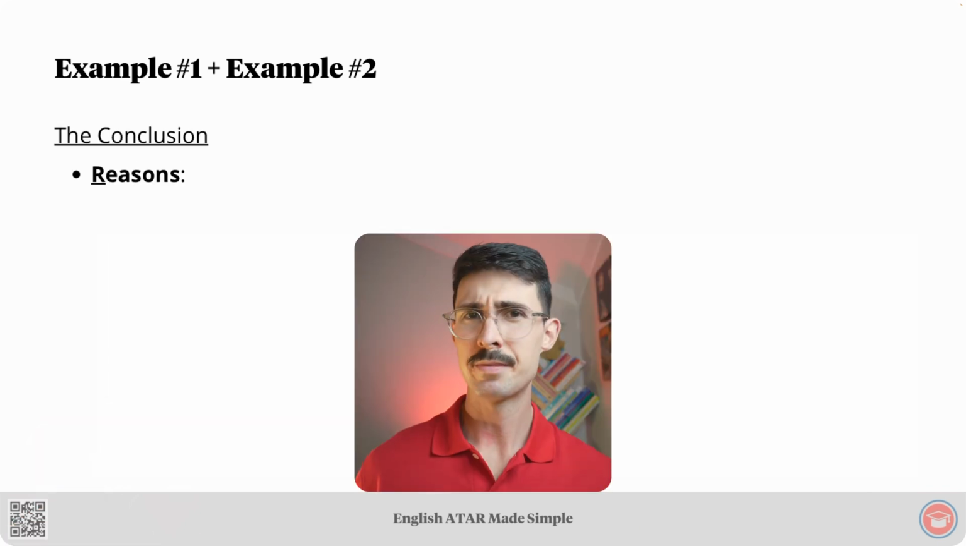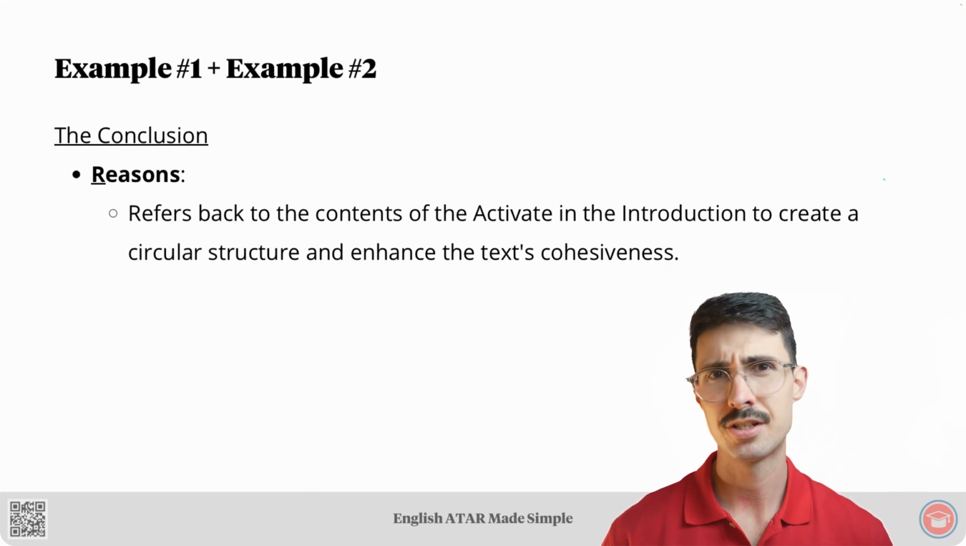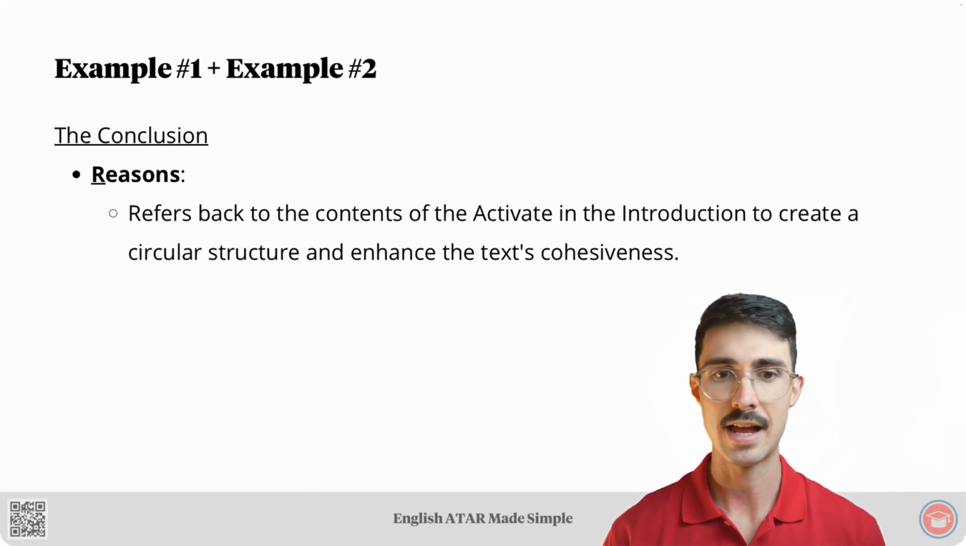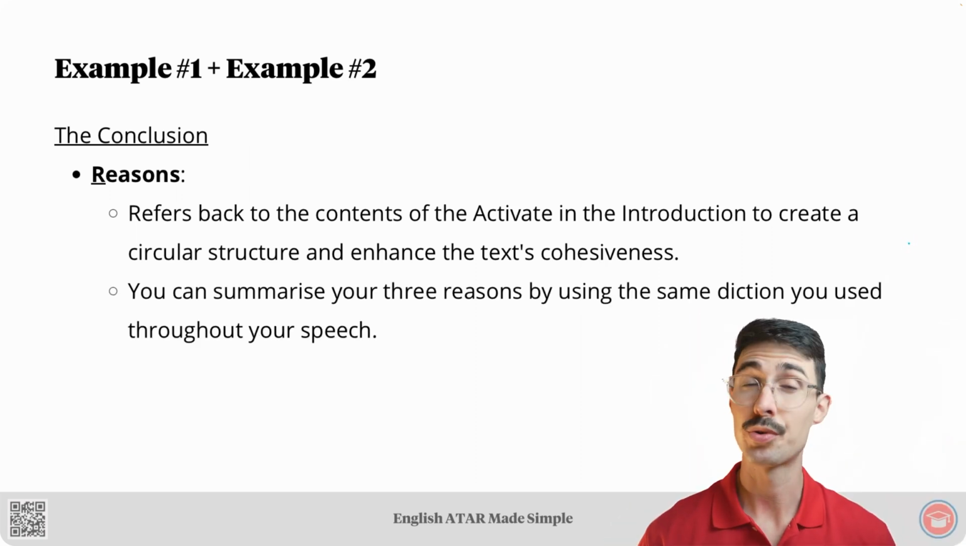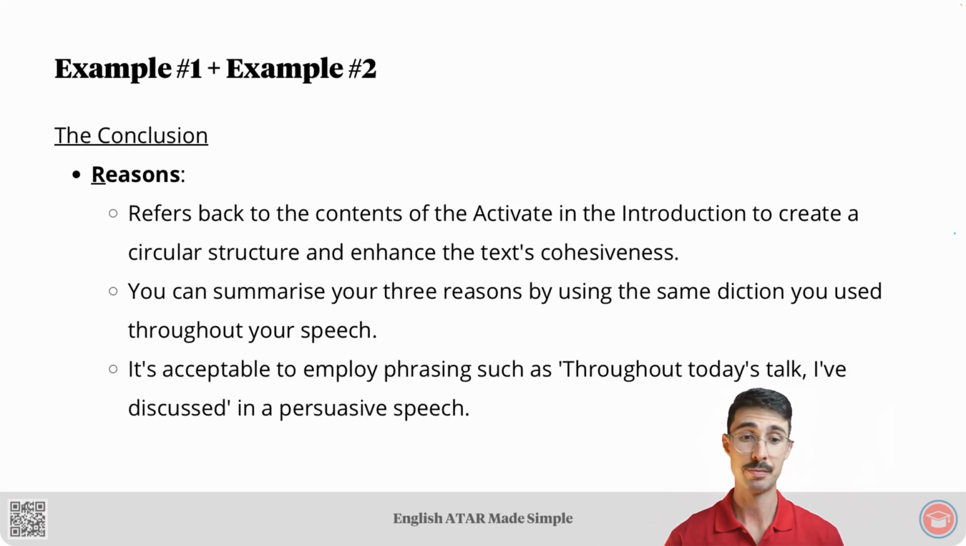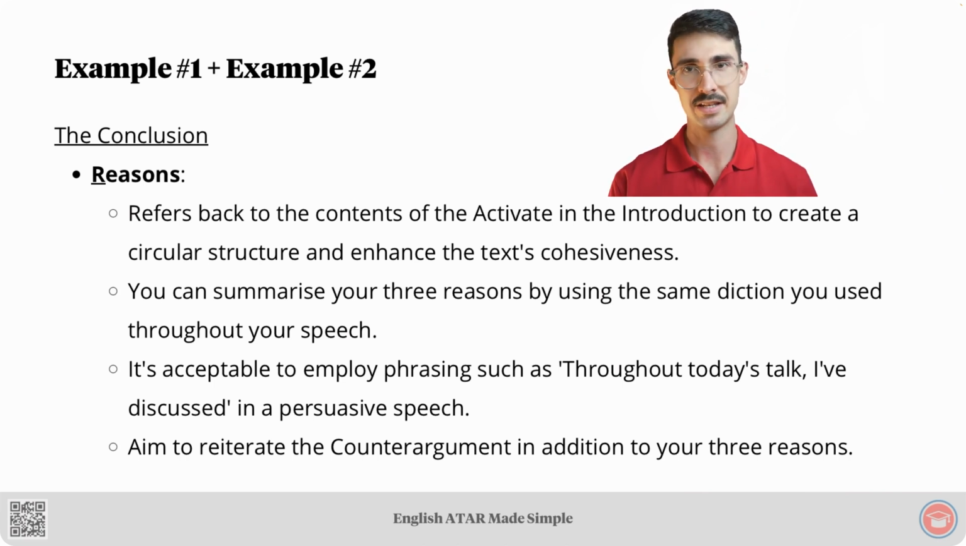Here's some important stuff regarding the reasons element. First, refer back to the contents of the activate in the introduction so you can create a circular structure and enhance the text's cohesiveness. Another one, you can summarize your 3 reasons by using the same diction, the same words you use throughout your speech. Next, it's acceptable to employ phrasing such as "throughout today's talk I've discussed" in a persuasive speech. Finally, aim to reiterate the counter-argument in addition to your 3 reasons in this part of the conclusion.